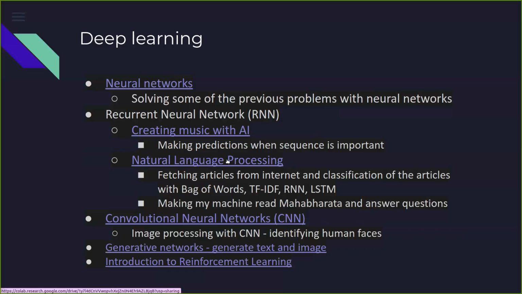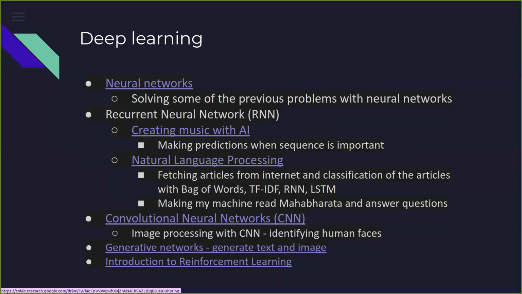Then we will move to natural language processing, and the kind of project that we will do is we will fetch certain articles from the internet, Wikipedia, and then ask, is this article pertaining to sports, or is this about machine learning, or is this about politics? Can the machine itself read that article and tell me that this is an article about sports? That we will do by using certain concepts like TF-IDF and bag of words and so on.